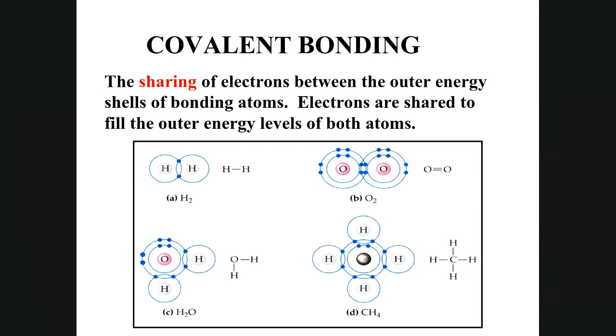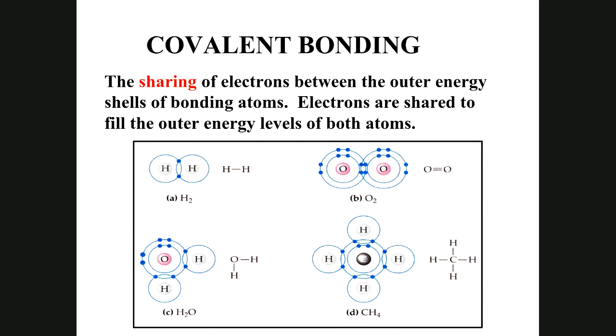This last one in the bottom right, you see carbon. And you remember carbon's element number 6. 2 electrons in the first shell and 4 in the second. It would like to have 8. So carbon will share an electron with each of these hydrogens to fill their outer shells, and each hydrogen shares an electron with the carbon to fill its outer shell. So looking at the drawing here, you see that each hydrogen has 2 in its outer shell, and the carbon has 8 in its outer shell.